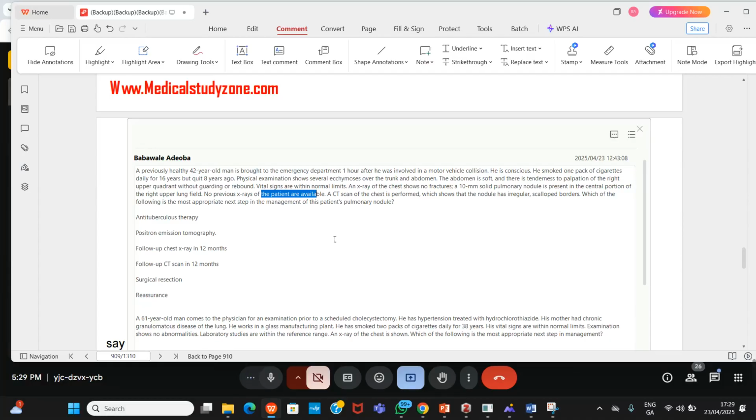As this person has quit, right? This person quit 8 years ago. Is that high, intermediate, or low? Intermediate. So we can say that we have 1 low, 2 intermediate. Good. Now we have to look at the nodule characteristics, right? Yes. So it is scalloped and irregular. So what is that?